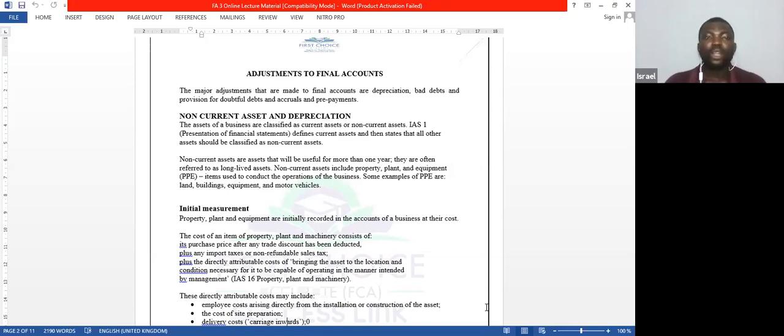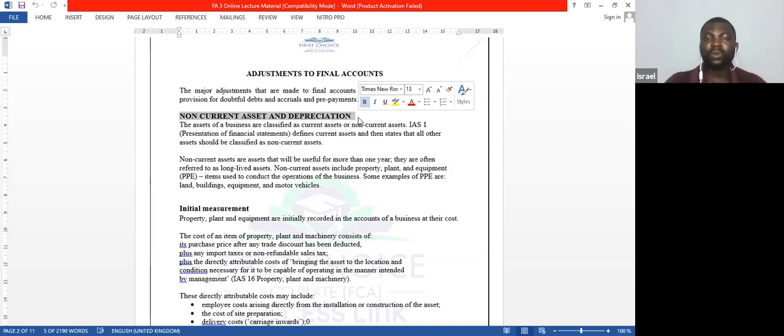Now, non-current assets and depreciation. What do we understand by non-current assets and depreciation? Now, non-current assets, as we said earlier when we started the class last week, are actually divided into two parts, which are the non-current asset and the current asset. And we said the non-current assets are assets that are useful for more than 1 year. They are often referred to as long life assets.